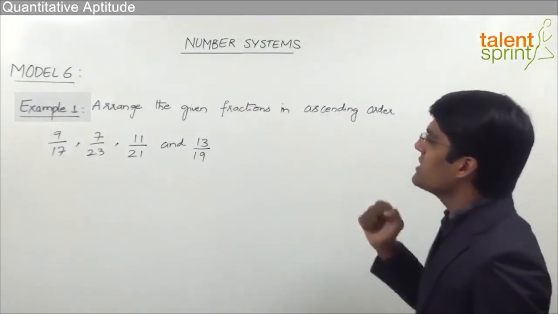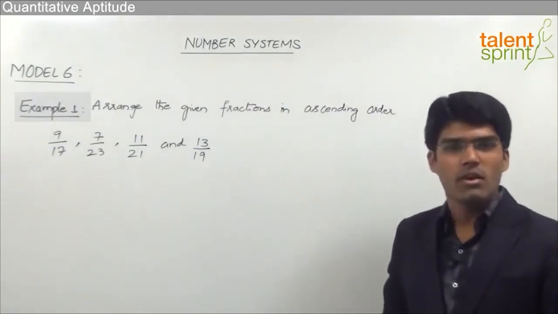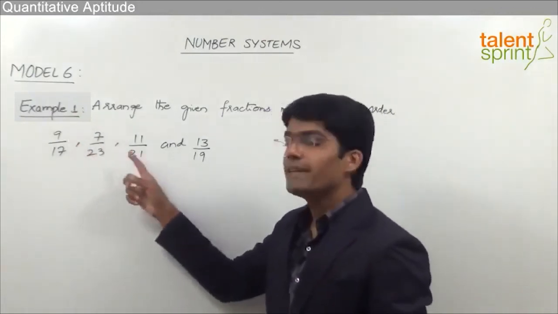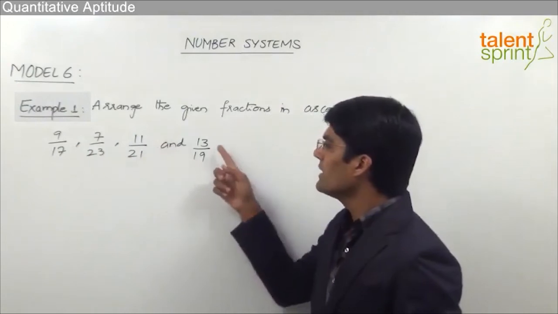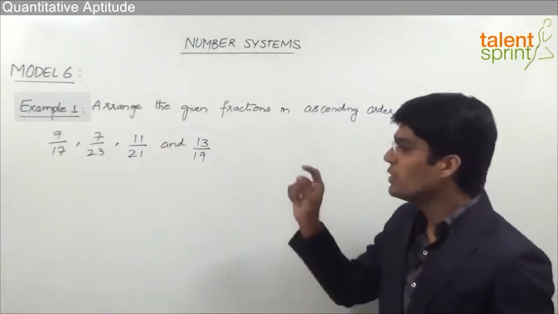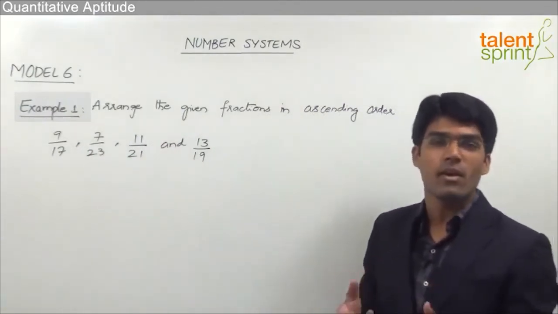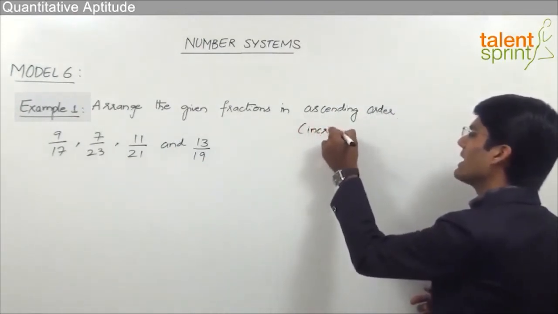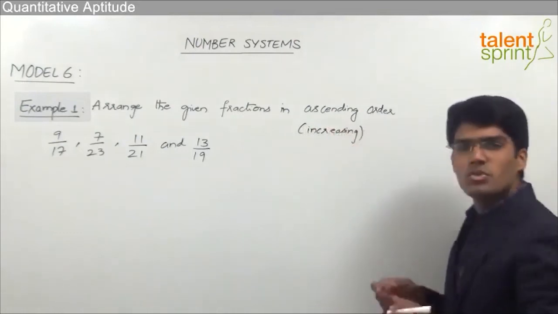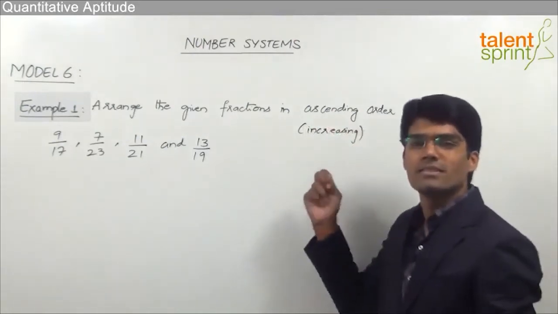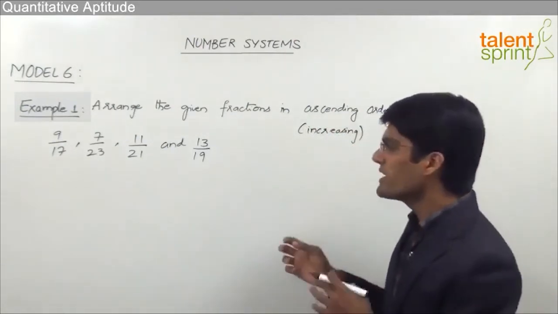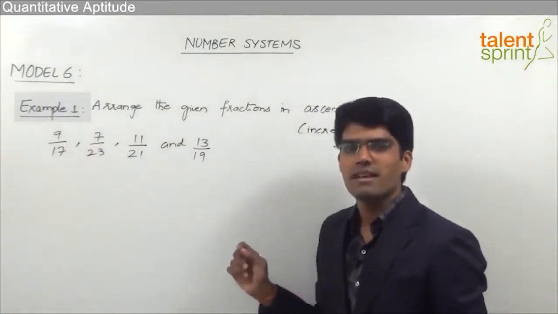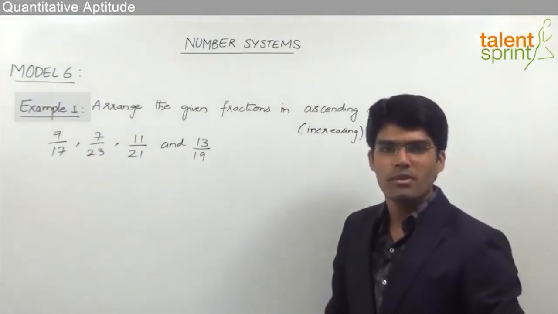The question says arrange the given fractions in ascending order, and the fractions given are 9 by 17, 7 by 23, 11 by 21 and 13 by 19. So we need to arrange all these fractions in ascending order. We know that ascending order is nothing but an increasing order. That means the smallest fraction should come first and the largest fraction should come last. So we need to arrange them in such a way that the smallest of these fractions is first and the largest is last, and the remaining two fractions are in the proper order.